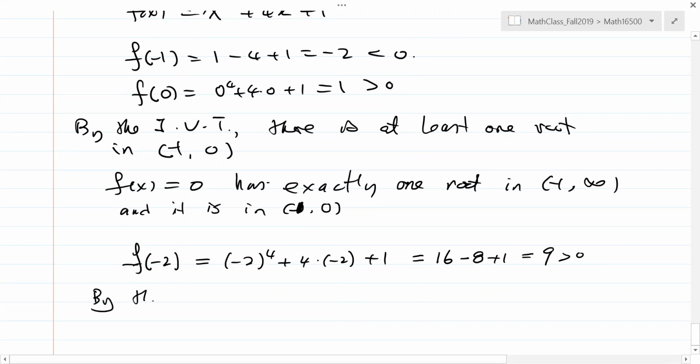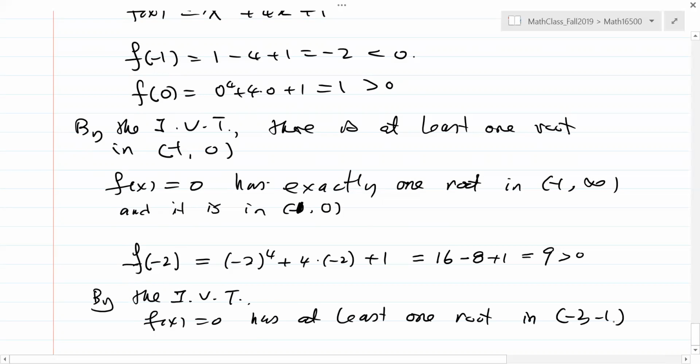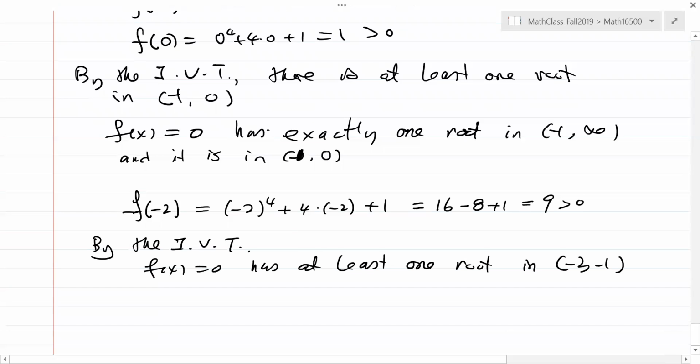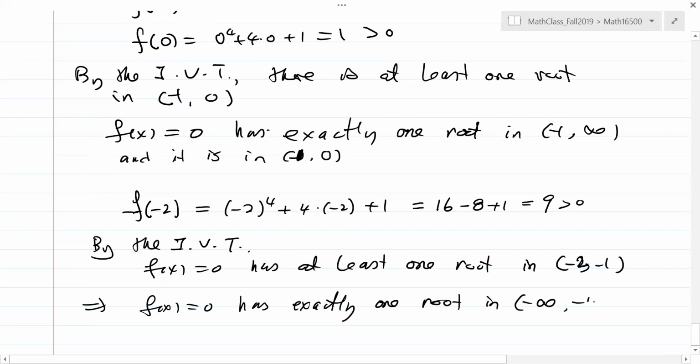So then you can also say that by the intermediate value theorem, f of x equals 0 has at least one root in the interval from negative 2 to negative 1, because they have opposite signs, okay? Opposite signs, one side is positive, the other side is negative. So you can conclude that this equation has exactly one root in this whole line.